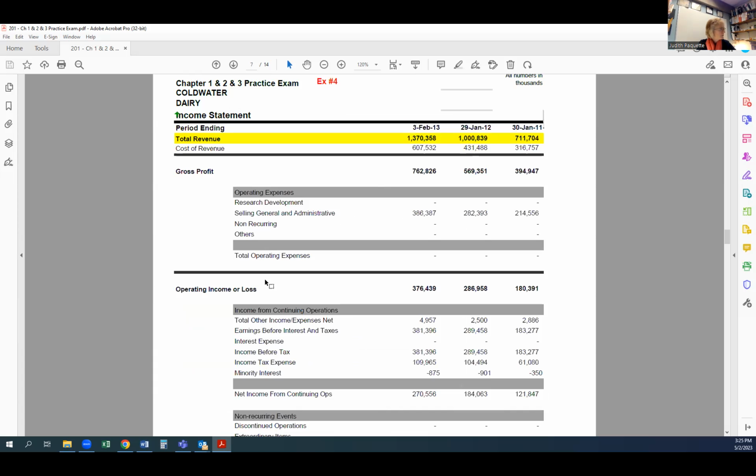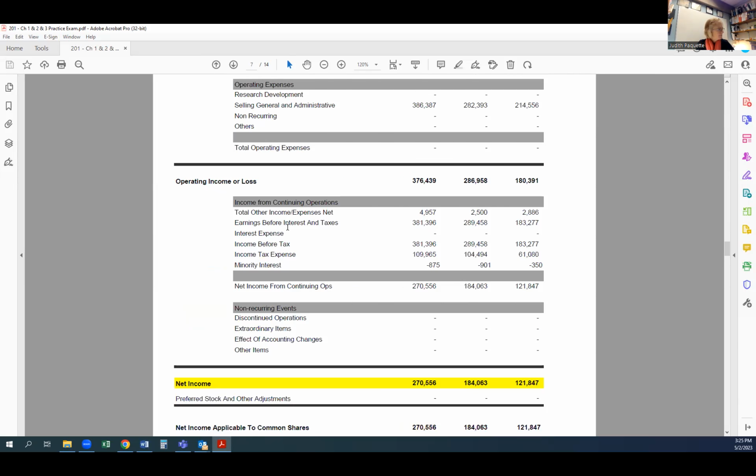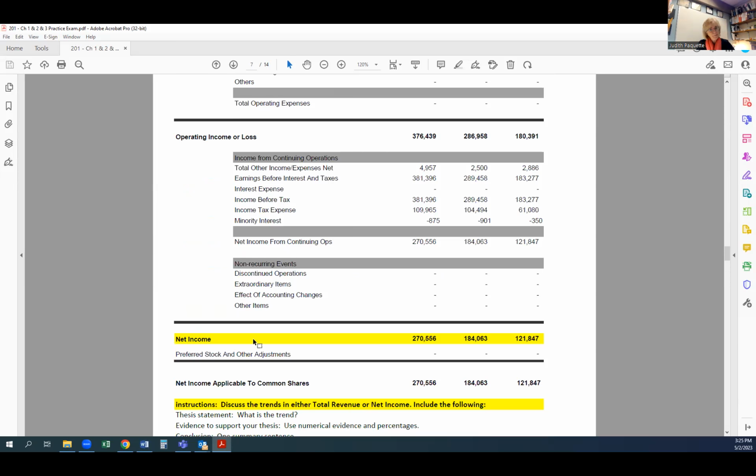And then here, you're going to get a different statement on the exam, and you're going to write about either total revenue or net income. You're not going to write about any other numbers. Okay. So I want you guys to be confident in what total revenue is. Put the definition of total revenue in the chat.